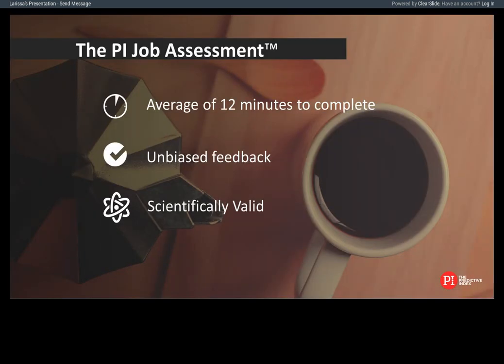Right. So the PI job assessment. This averages between 10 and 15 minutes, so I picked 12. It's a little bit longer than the behavioral. The main difference is that there are 3 pages of behavioral sentences. So there are sentences such as needs to make decisions independently, needs to work well with others, needs to be good with systems and complex systems.